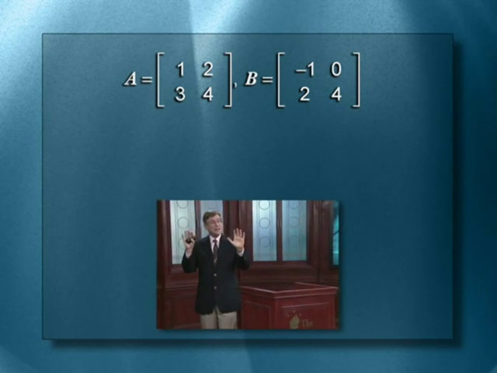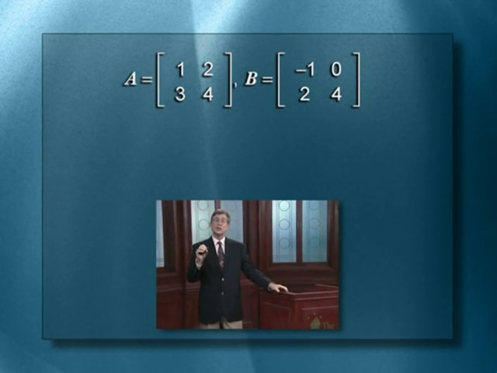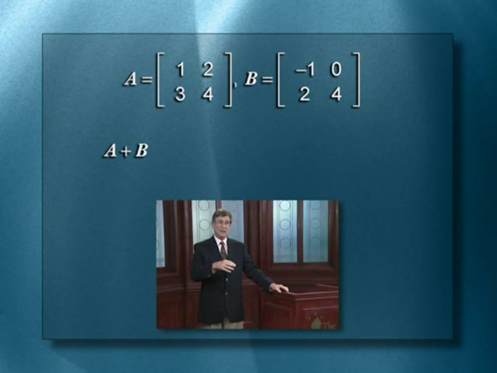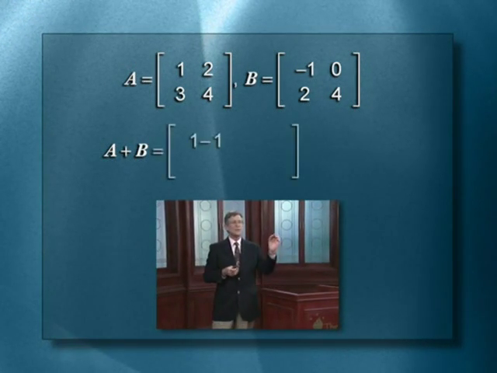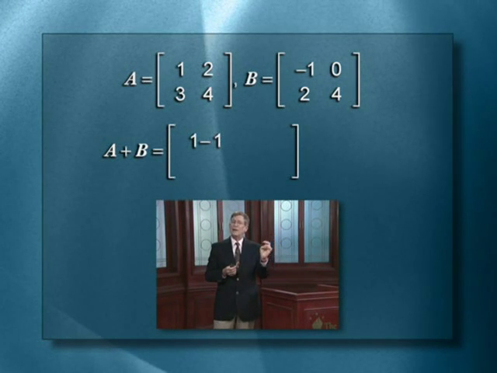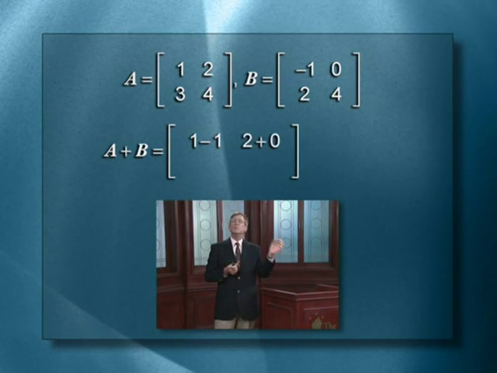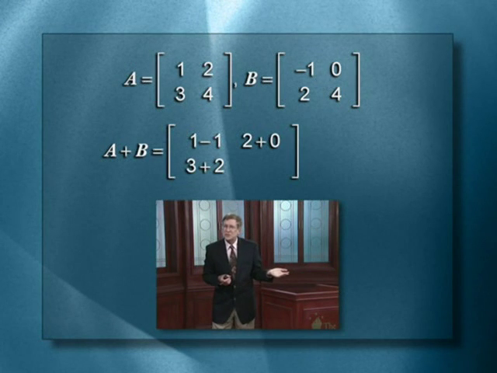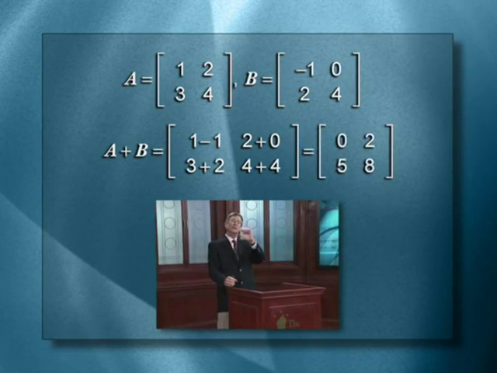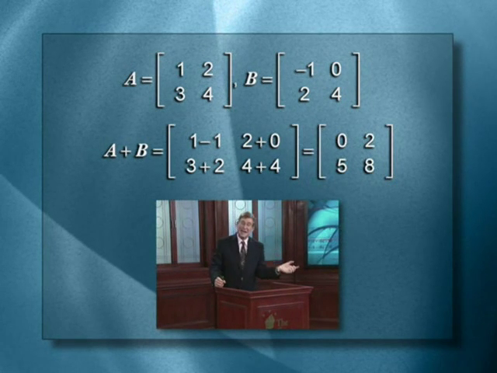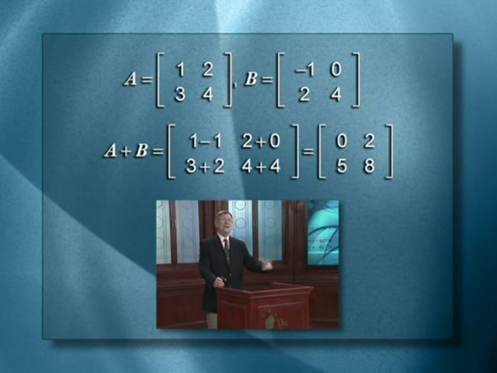So I can add these because they're the same size, and the result is the matrix A plus B, and you just add the corresponding entries. This is fairly simple. So it's 1 minus 1, that will be in the upper left corner, then 2 plus 0, 3 plus 2, and 4 plus 4, yielding the sum 0, 2, 5, 8. Okay, so that's how you add two matrices.